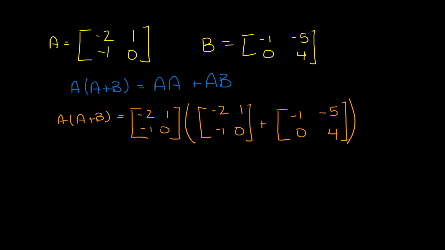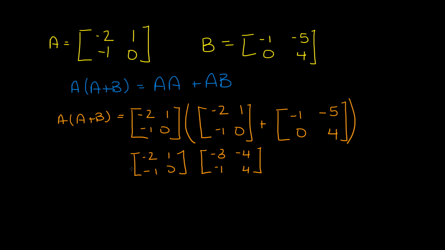Alright, so for PEMDAS, what I need to do is add up everything on the inside. Quite big, so I'm going to try to write a little bit smaller here. -2 minus 1 is -3. 1 minus 5 is going to be -4. That's going to be -1. That's going to be 4.